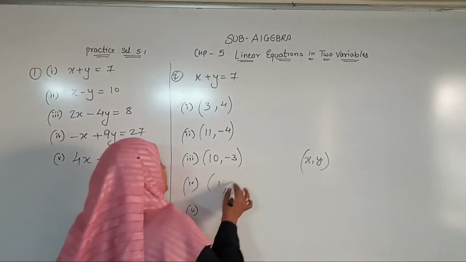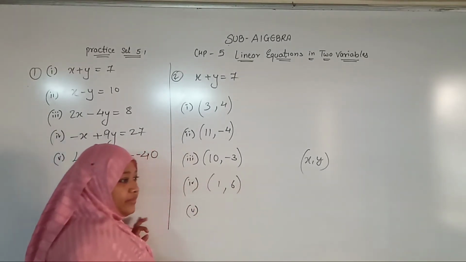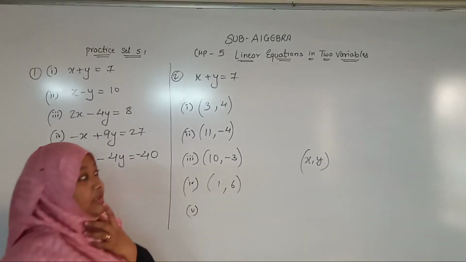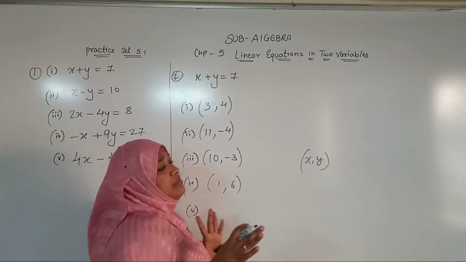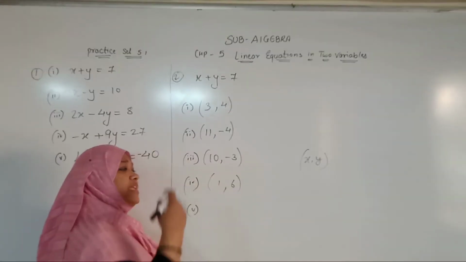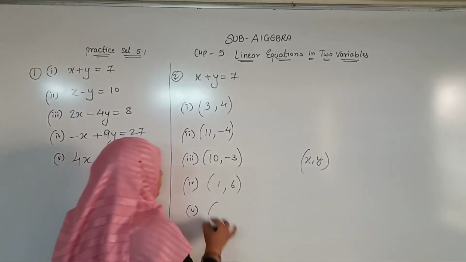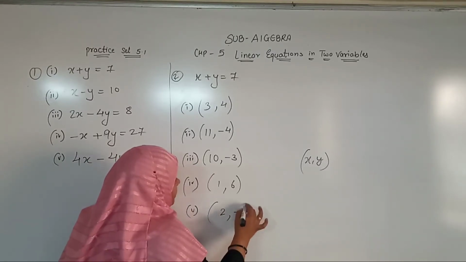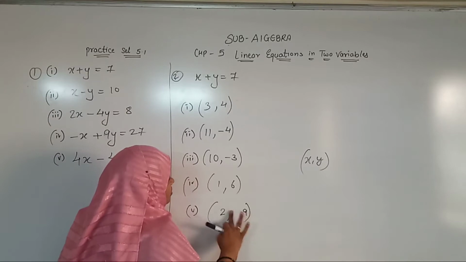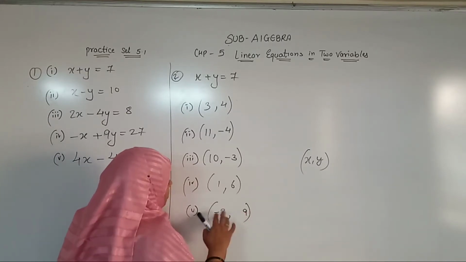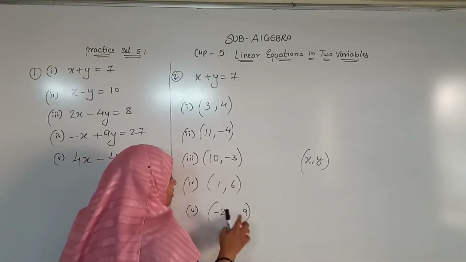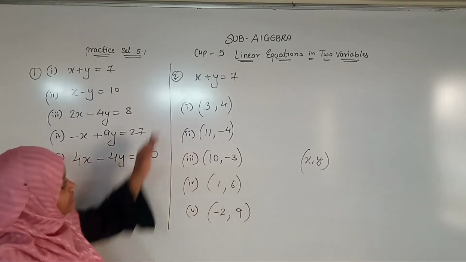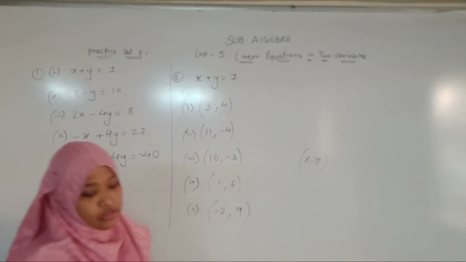Next, what are you going to take? You can take 1 and 6, 1 plus 6, 7, right? And you can take any numbers, infinite numbers, even the highest number you can take, no issue. Now you can take 2 minus 9 and write like this: minus 2, 9, plus minus minus, 9 minus 2 equals 7. So that is my equation. You can write your equation also.